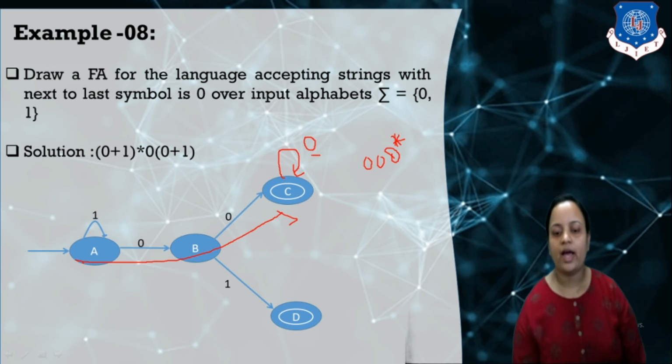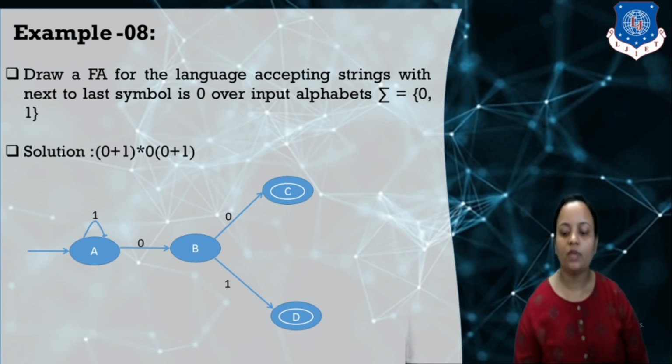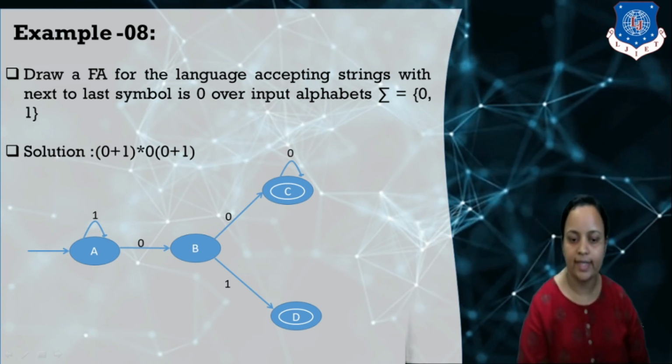So if star is repeated 0 or more times, either it makes 00. If we repeat this star 1 time, 0. If we repeat this star 2 times, it generates two zeros. So if you see, all the strings contain 00, and a string ending with 00 is always valid. So we can put the 0 as a self loop on state C.